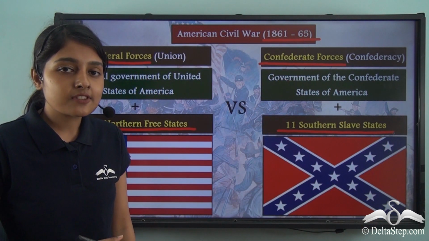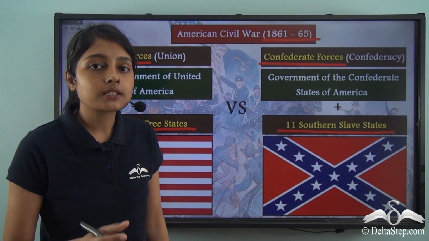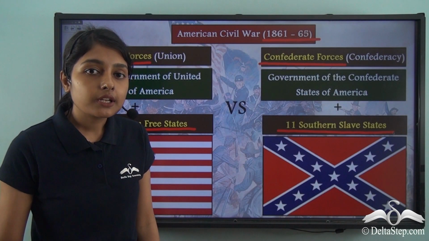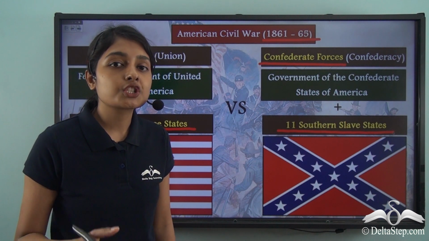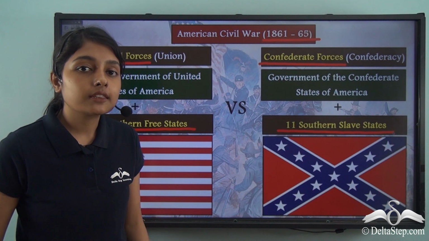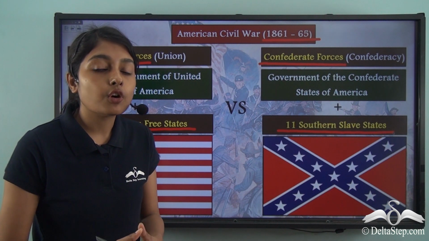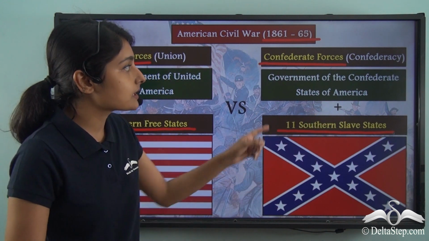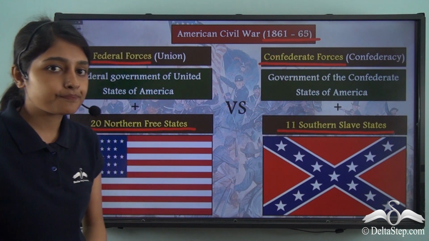The southern slave states, on the other hand, wanted the continuance of slavery. They were pro-slavery, because they thought that by abolishing slavery their agrarian economy would be hampered, since they thrived on slave labor. So these were the slave states that made up the Confederate forces.